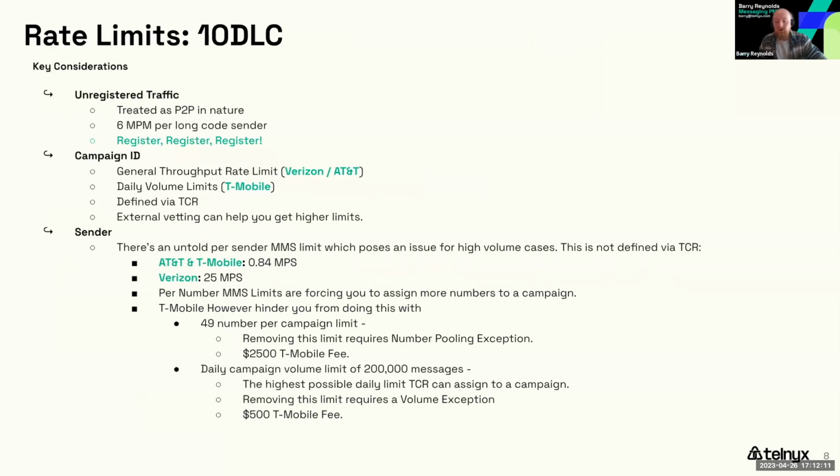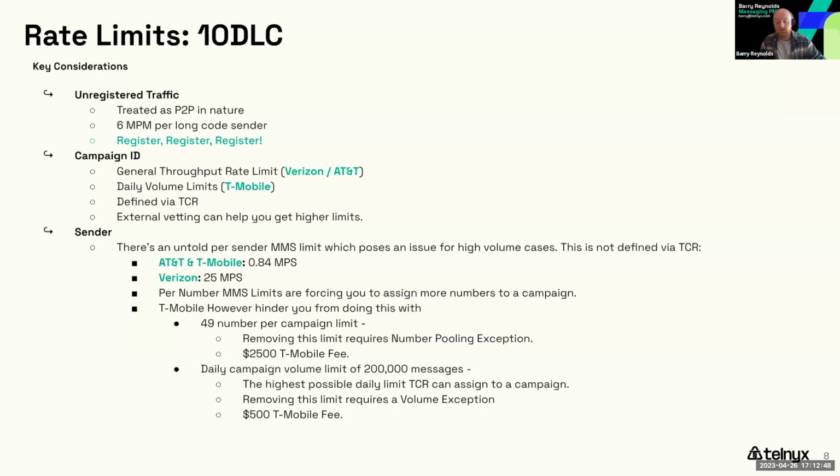Okay, 10DLC, long codes. One, we treat unregistered traffic as P2P in nature, as do the carriers, albeit more harshly than us. We highly encourage you to register for 10DLC at the end of the day. You know, if you don't, there'll be significant financial penalties with ever increasing fees, operational burden as carriers increasingly won't entertain escalations surrounding unregistered traffic, and significantly more blocking, filtering.